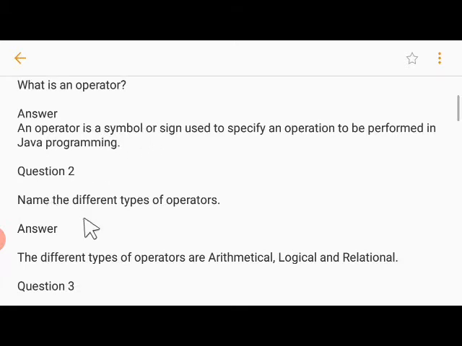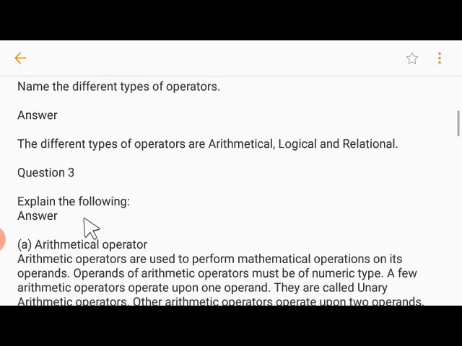And name the different types of operators. So different types of operators are arithmetical, logical and relational. Because they are just asking the name, so you will write only names: arithmetical, logical and relational operators. Okay, now we come to the third question, explain the following.